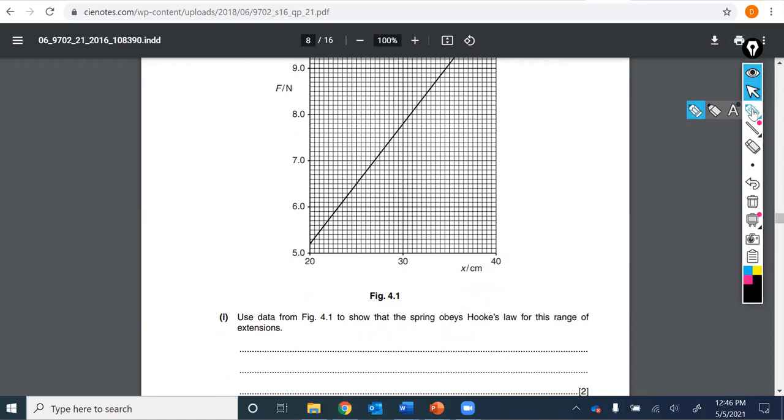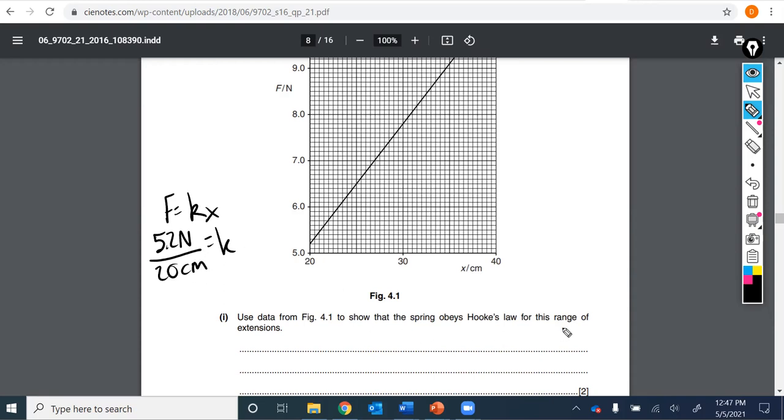To remind ourselves of Hooke's law, we say something obeys this law when the force and the extension are proportional to each other. So this constant of proportionality should be just that, a constant. If we choose the extension of 20 centimeters, it looks like the force is 5.2. Each one of these is 0.1. So at a force of 5.2 newtons, we've got the extension of 20 centimeters. As long as the units are consistent, newtons per centimeter or newtons per meter, we can compare them.